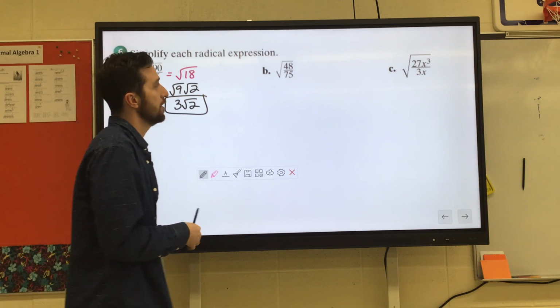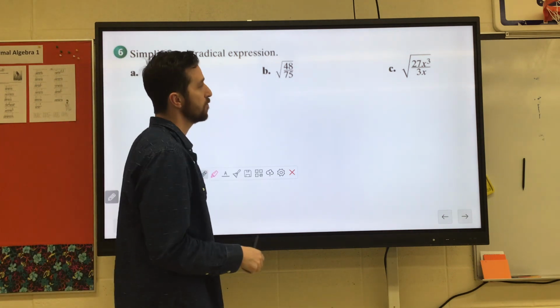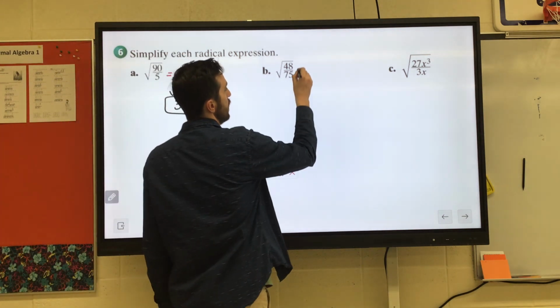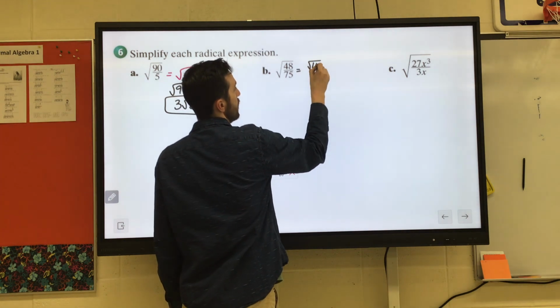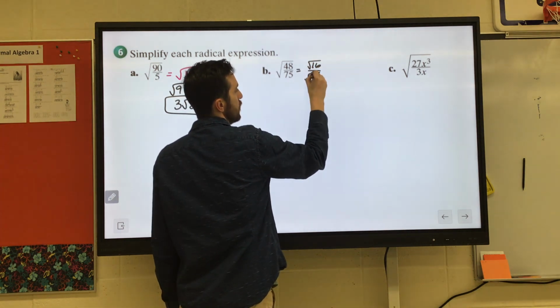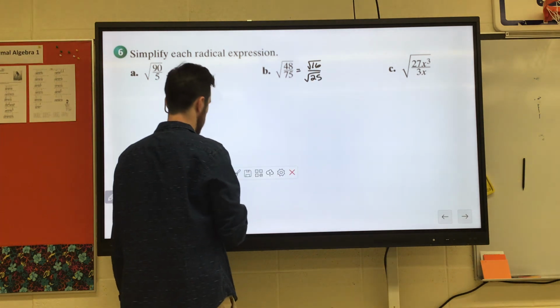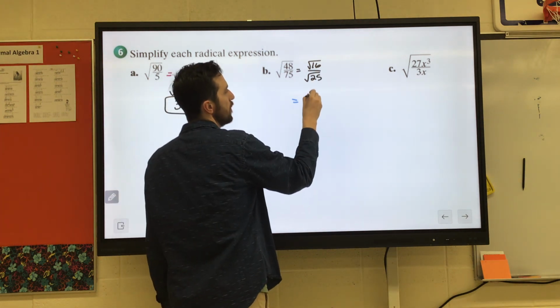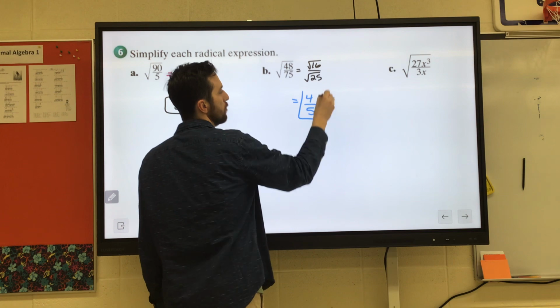I'd recommend it. If I simplify these, they're both divisible by 3. 48 divided by 3 is 16. 75 divided by 3 is 25. And those are both perfect squares. The square root of 16 is 4. Square root of 25 is 5.